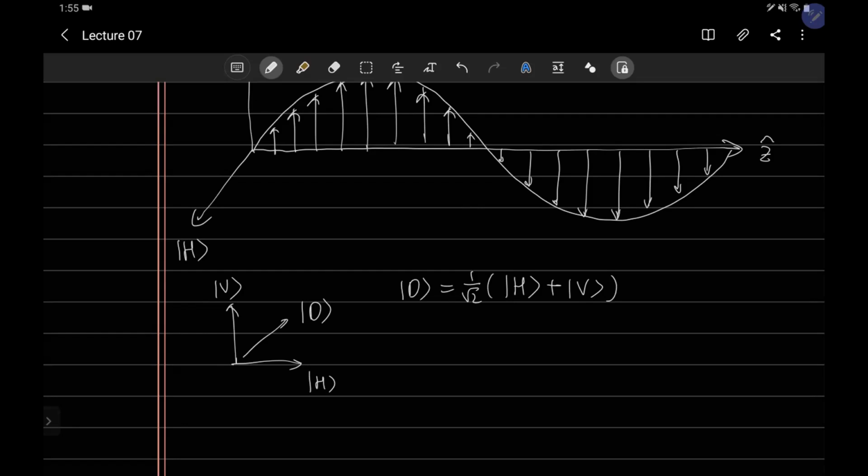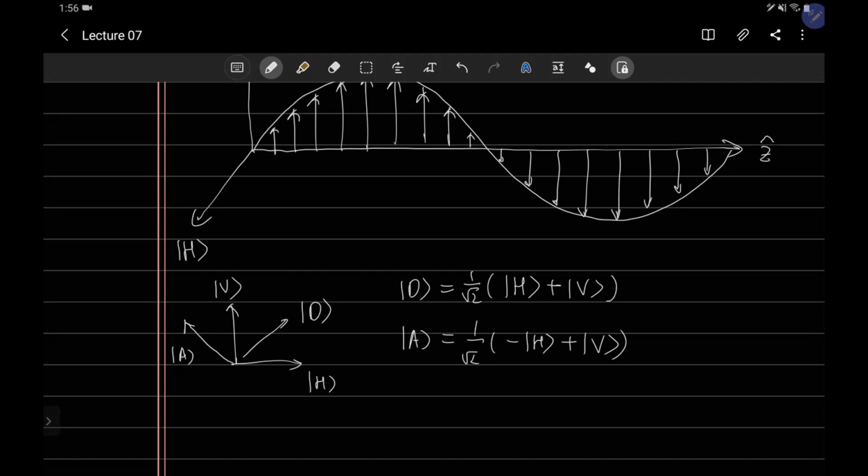And another possibility for the diagonal polarization is that instead of oscillating along this axis, there is another component which can oscillate along this axis. If I want to have a polarization which is oscillating along here, then I will call this vector anti-diagonal. And for this case, you can see that if you consider this vector as the combination of these two vectors, then we can write this one as this kind of linear combination.